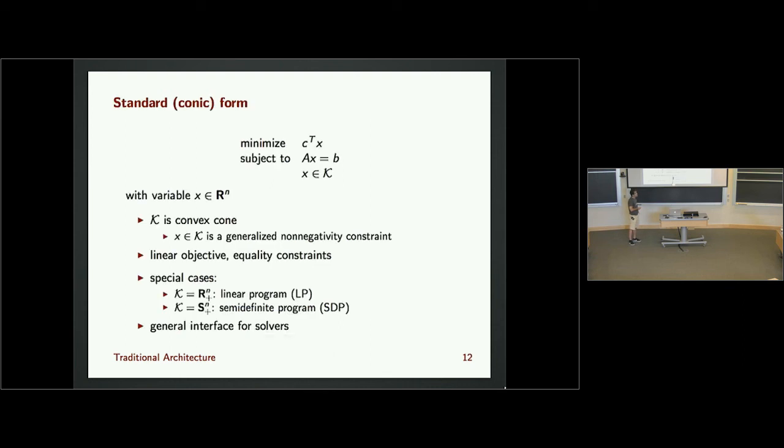So the standard form is the standard conic form that you've already heard a lot about. The idea is you have a linear objective, linear equality constraints, and then these nonlinear cone constraints. So this is essentially a generalization of linear programming of non-negativity constraints. And it's a surprising fact that pretty much any convex problem of practical interest can be converted into the standard form using only a few different types of cones. Essentially the non-negativity, positive semi-definiteness, SOCP, and exponential cone. And this is the general standard form for all these solvers.